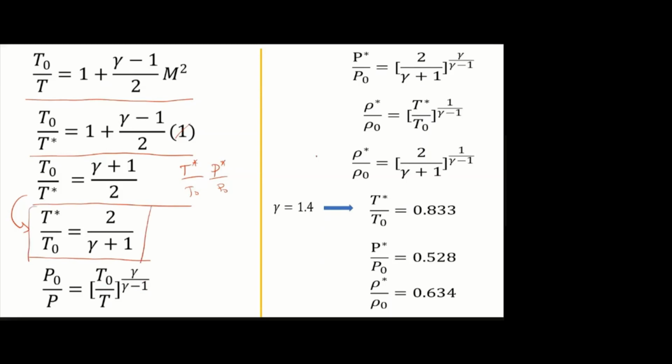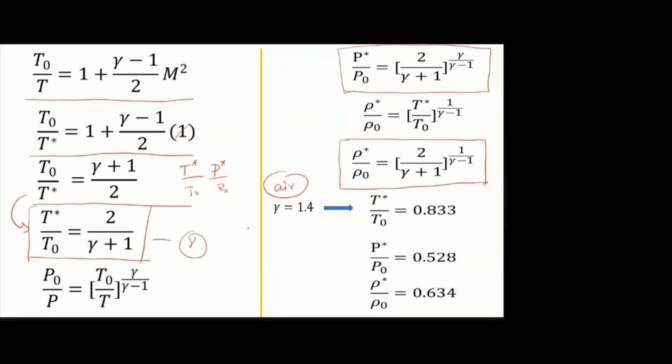Similarly, pressure is also written in the final form, because instead of T star by T naught, we know the value and can substitute. Similarly, rho star by rho naught. We have 3 equations, and all 3 equations contain only the gamma term. This is compressible aerodynamics, and we are dealing only with air, so we know the gamma value of air. If you substitute, we can directly get the values: T star by T naught, P star by P naught, rho star by rho naught. So whenever you are relating sonic and stagnation, you need not go for the equation. Directly you can take this value.